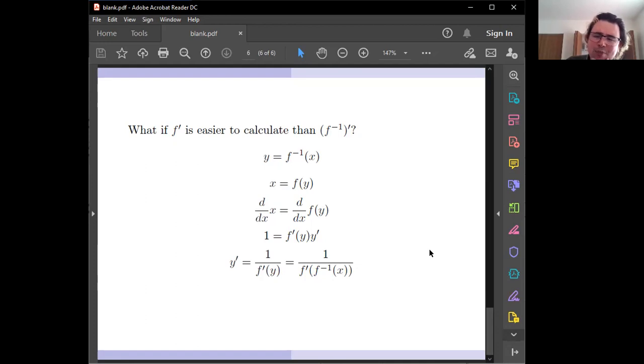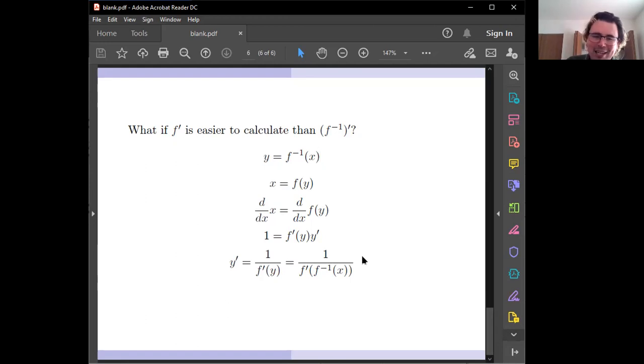Usually I like my y primes to be equal to some function of x, but I can fix that if I remember that this y down here is also equal to this f inverse of x on the very first line I wrote in this calculation. So for any inverse function, y prime, or f inverse prime of x if you prefer, is equal to 1 divided by the derivative of f evaluated at f inverse of x.